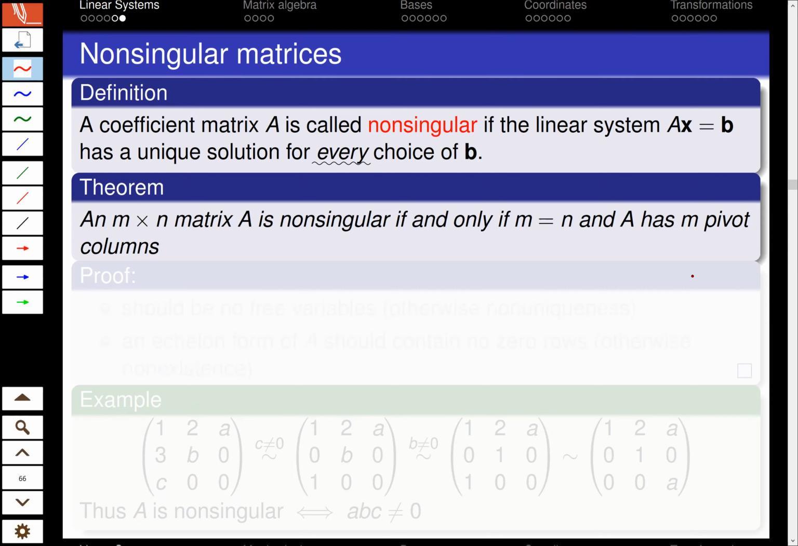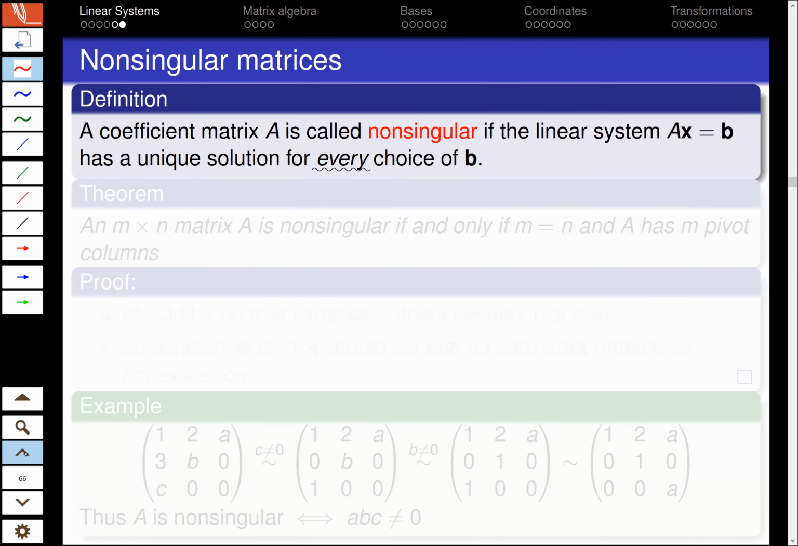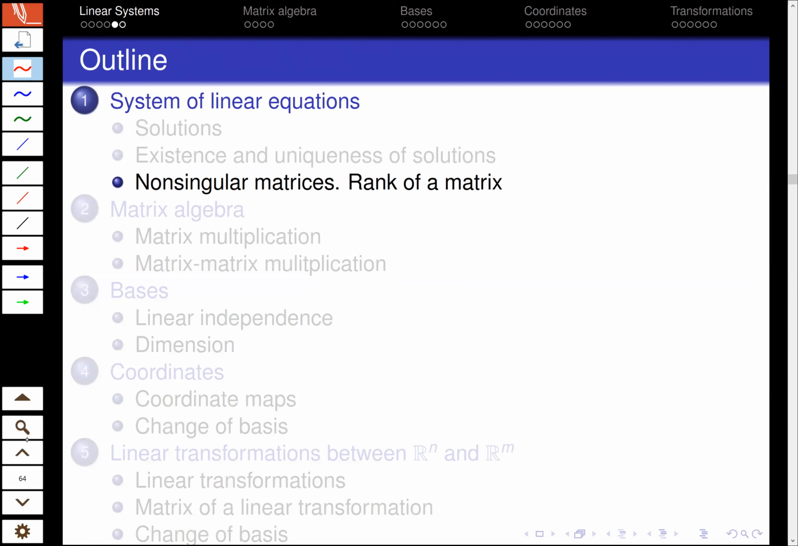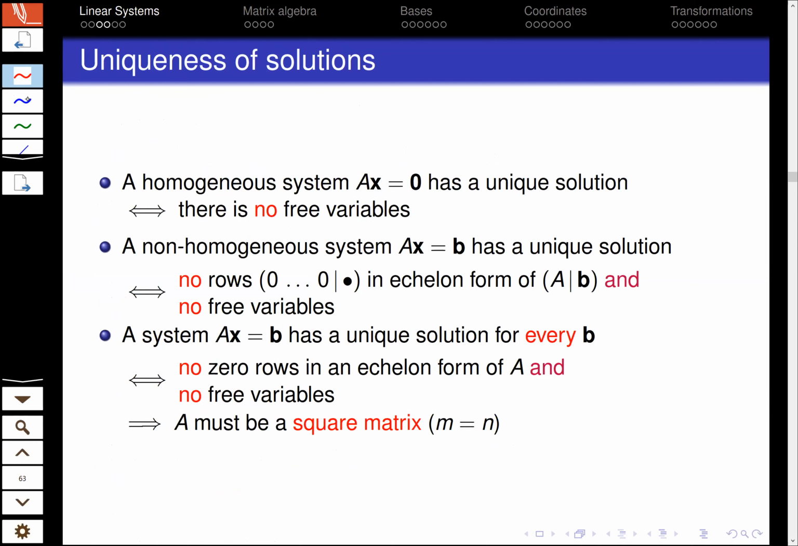Okay, so here is the statement which we actually already justified. An n by m matrix A is non-singular if and only if it is square, and these two conditions hold. Do you remember what we had there? So here are two conditions for existence of unique solution.